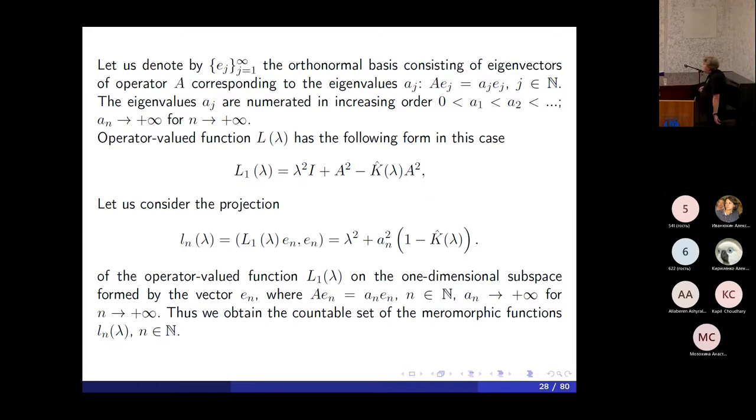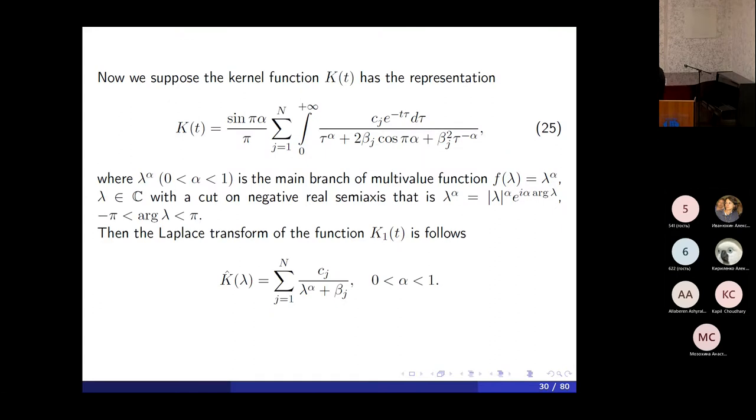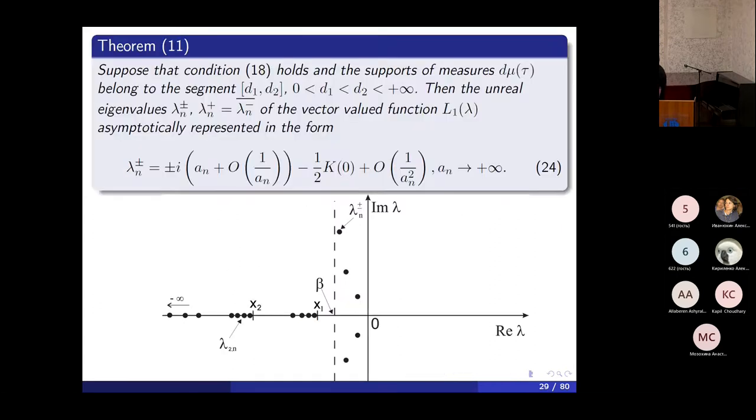Now the operator function. In this situation, when operator B is equal to 0, the situation is much easier because there exists an orthonormal basis in the space H, and we can in some way reduce our operator function to scalar functions, Ln here, you see. In this situation, it is possible to formulate the results about localization of the non-real spectra. It's not a strip, only a line, and asymptotically non-real eigenvalues tend to this vertical line.